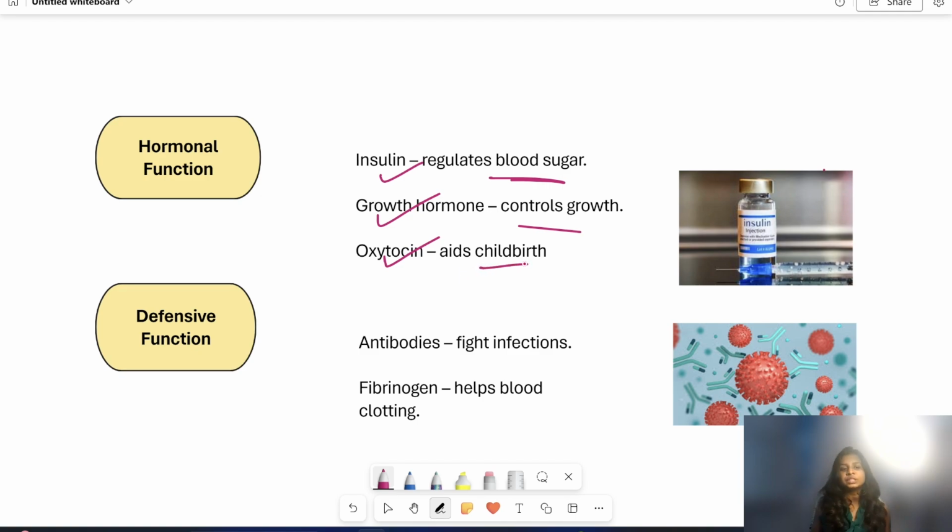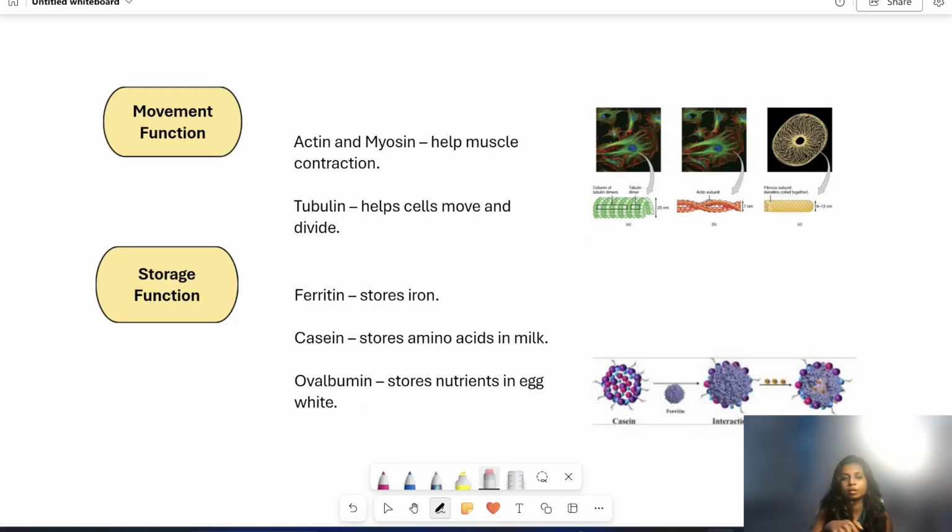Moving to the next function, it's defensive function. These defensive proteins act like soldiers. They defend against injuries and germs. Antibodies and fibrinogen are some of the defensive proteins. Antibodies fight against infections, and fibrinogen helps blood clot.